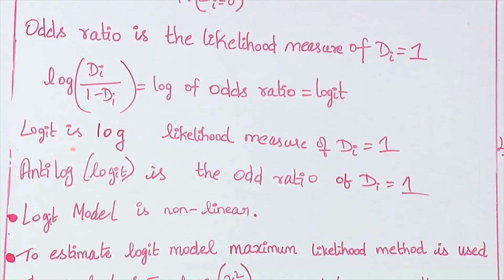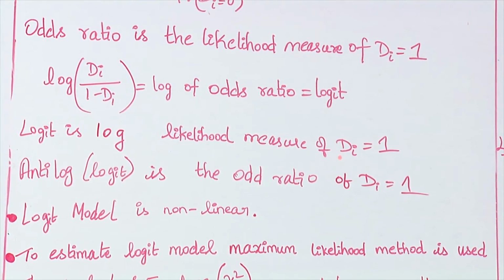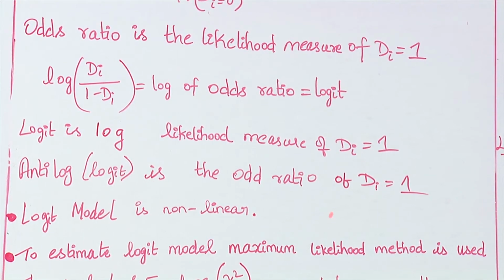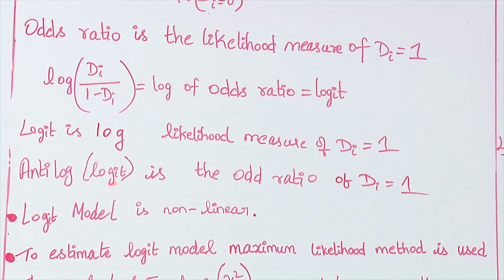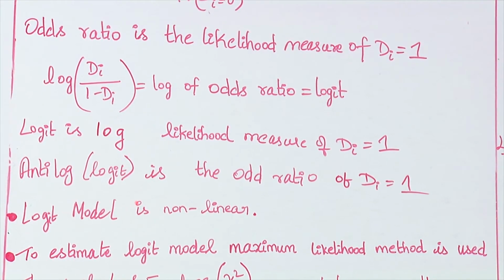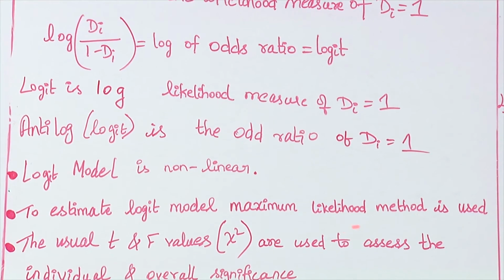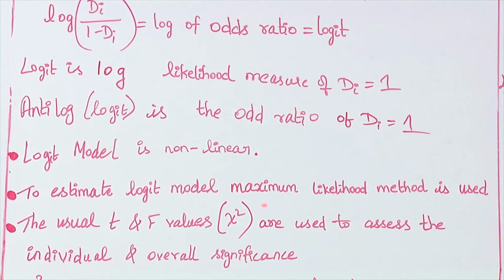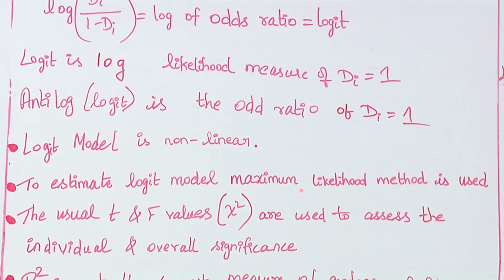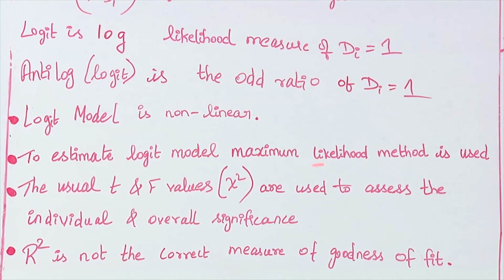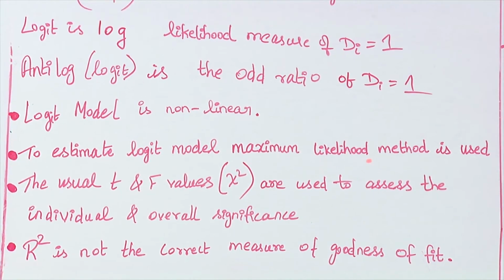So, LOGIT is the log likelihood measure of Di equal to 1, and the anti-log of LOGIT is the odds ratio of Di equal to 1. That must be kept in mind. So, this LOGIT model is non-linear. You have to use the maximum likelihood method. The ordinary least squares method cannot be used to estimate the coefficients, so that must be kept in mind. Actually, OLS will not help here. So, you have to apply the maximum likelihood method.